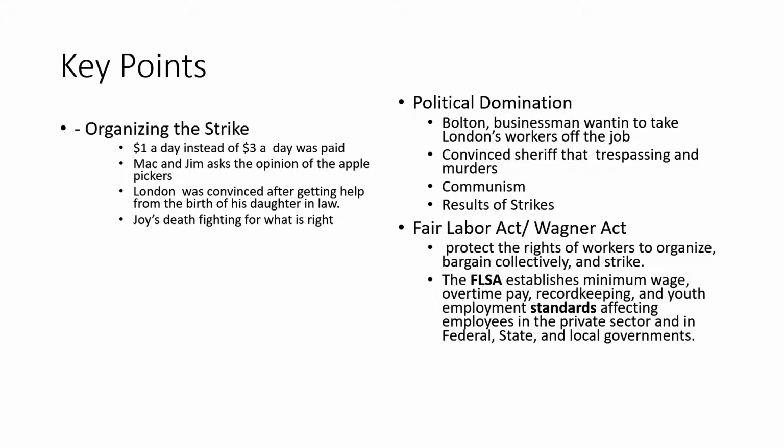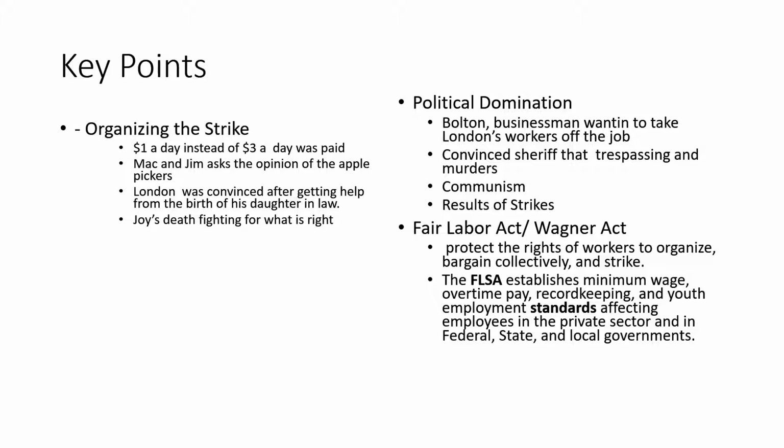Another key point in this film was political domination. As I mentioned earlier, Bolton was a businessman and a landowner who tried to sell London a position if he agreed to take out his workers. But London disapproved because he knew the value and the cost of his workers, knowing that without the job they would have nothing, and he had already established bonds with them.